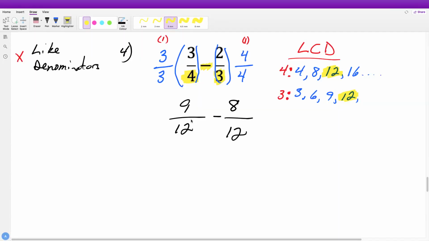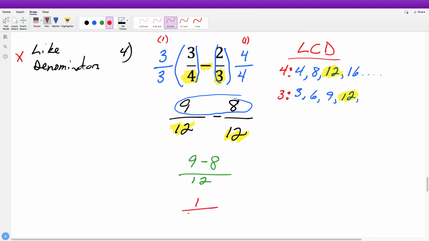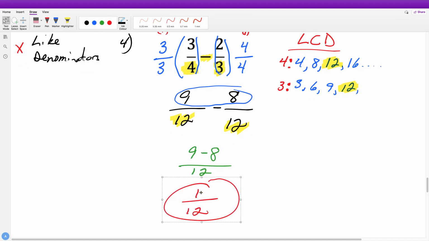Once I have those common or like denominators, I know all I need to do now is just perform that operation to my numerator. So since we're subtracting, I can do 9 minus 8 over 12. And 9 minus 8 is equal to 1 over 12. And that will give us our final answer.